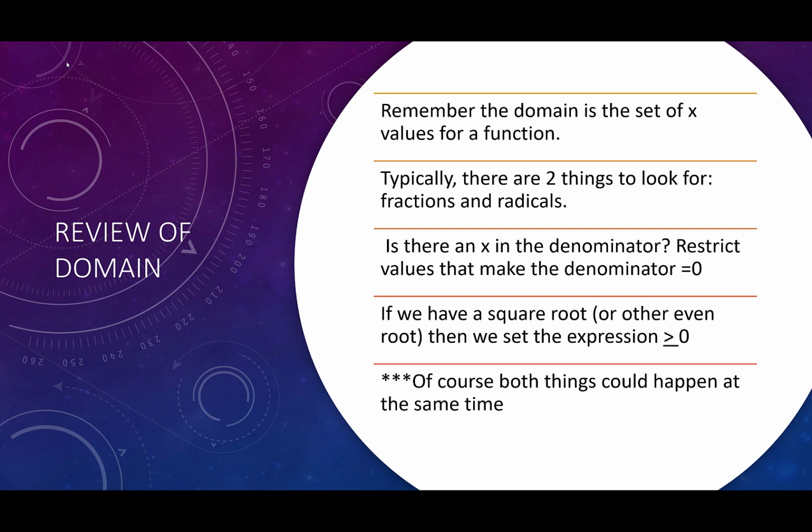So as we move on, we want to talk about the domain a little bit more, and I want you to remember that the domain is the set of all the values of x for the function. There are typically two things you're looking for when you start talking about domain. You look for fractions and radicals. If there's any x in the denominator, we want to make sure that the denominator will never be equal to 0. If there's any kind of square root or even root at all in the function, then we want to make sure we take that piece of the function and we set it greater than or equal to 0. And of course, both things can happen at the same time, so you really do have to watch out for what's going on in each function.